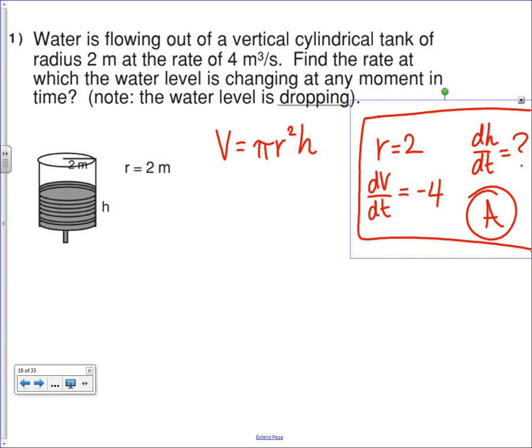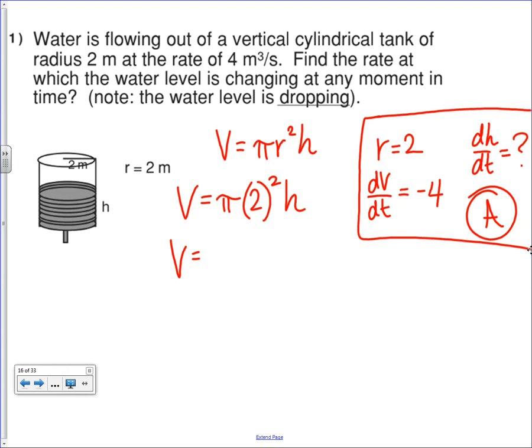Now, with this cylinder, does the radius of my cylinder ever change? And the answer is no. So that means I can go ahead and plug in my radius to my static equation. So now I have V equals pi, we'll call this 4 pi h. And that is going to be my static equation from that middle section, which is letter A.